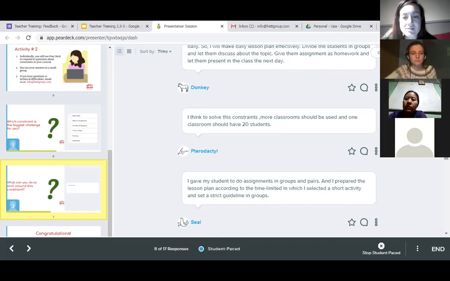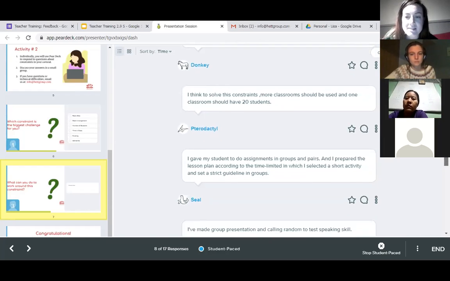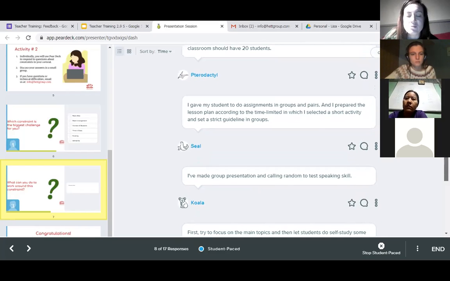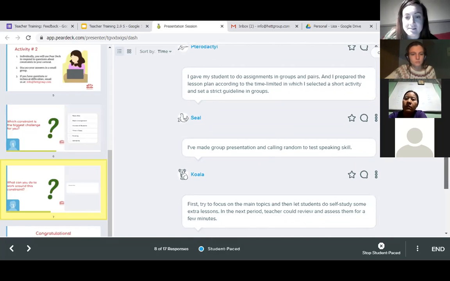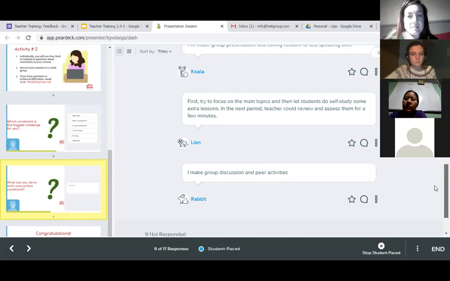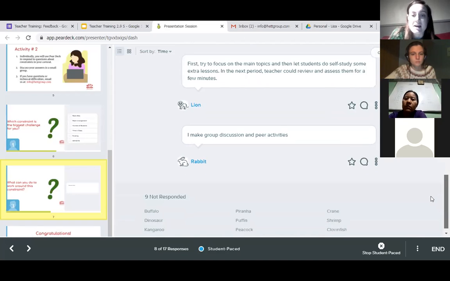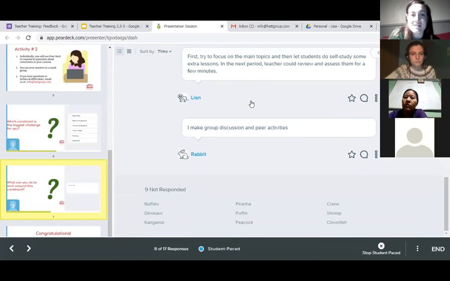I gave my students to do assignments in groups and pairs, and I prepared the lesson plans according to the time limit in which I selected a short activity and set a strict guideline in groups. Yeah, good. I've made group presentations and calling random students to test speaking skills. Good. First, try to focus on the main topics and then let students do self-study, some extra lessons. Good. So yeah, give them self-study. And in the next period, teacher can review and assess them for a few minutes and make group discussions and peer activities. Excellent.